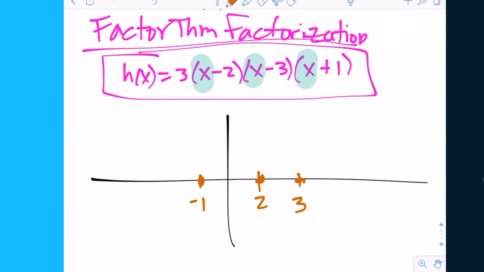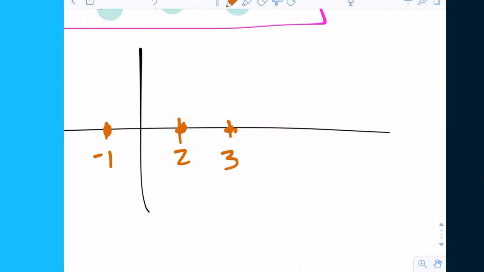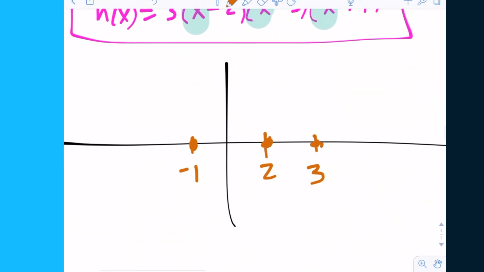Okay, so we got the roots. They're all M1, so they're going to what? Cross, bounce, or wiggle? Cross. The right-hand behavior we said was positive infinity. We never said that on the recording. But because the leading coefficient is positive, that's the right-hand behavior. Because it's an odd degree polynomial, it comes in the bottom. So that's kind of important for sketching it. So it comes in the bottom, crosses at each of those, and exits the top.